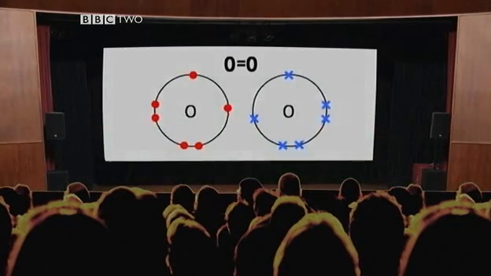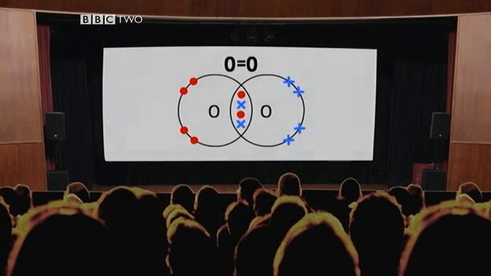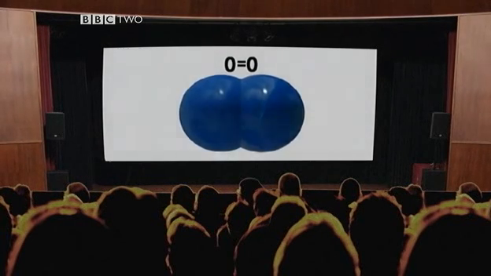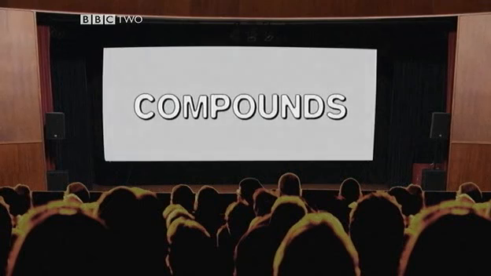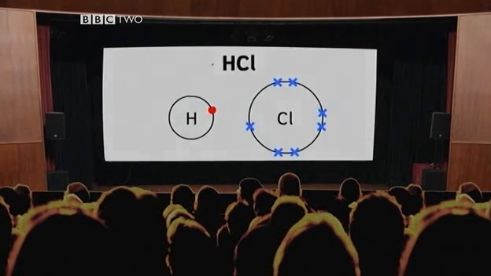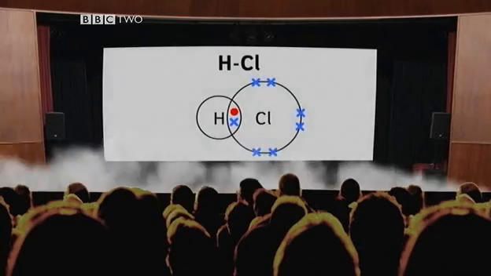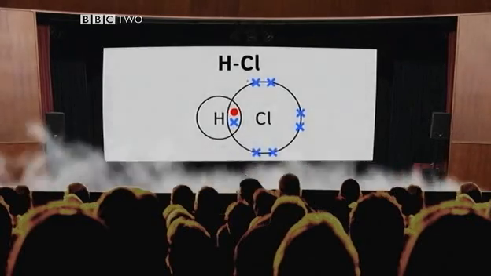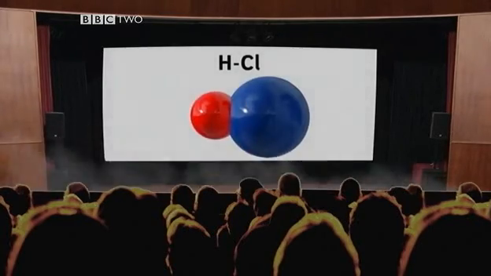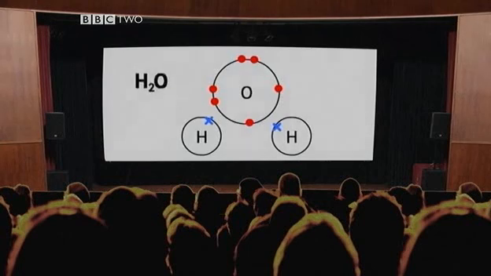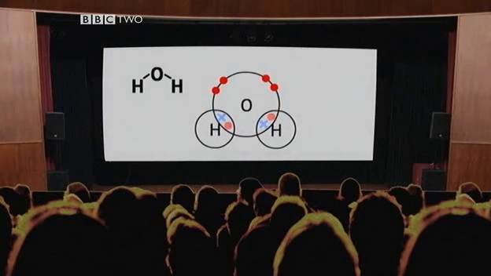And here's how you show oxygen gas. Notice that these 2 atoms share 2 pairs of electrons. This is a double bond. Here are some compounds. That's when atoms of different elements join together. Isn't that hydrogen chloride, as a dot and cross diagram? And here is water. Notice that both hydrogen atoms now have 2 electrons in their highest energy levels, and the oxygen atom has 8.